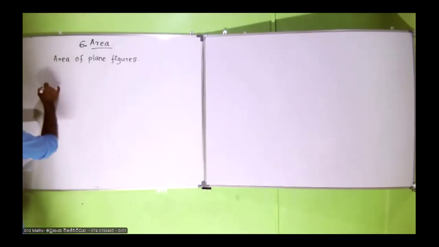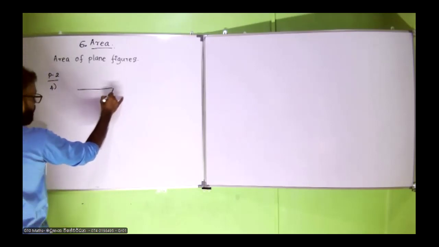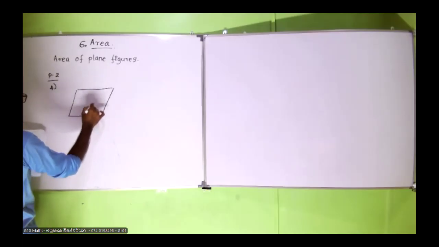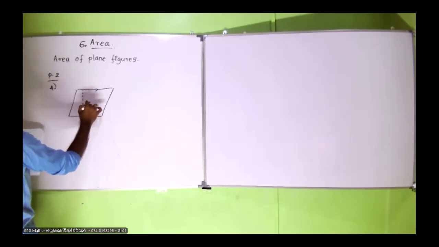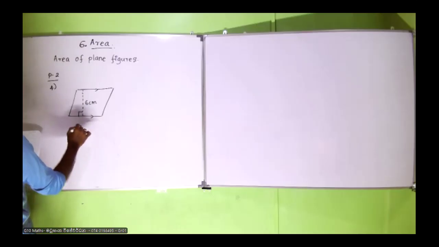So the fourth one on page number 2, under review exercise, fourth one. You will be having a parallelogram like this, right? They have given that this is a parallelogram and the perpendicular height is 6 centimeters.